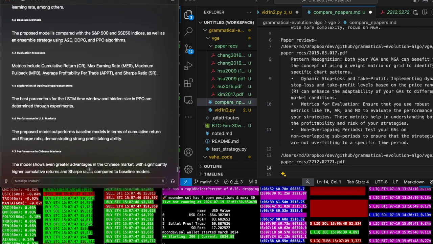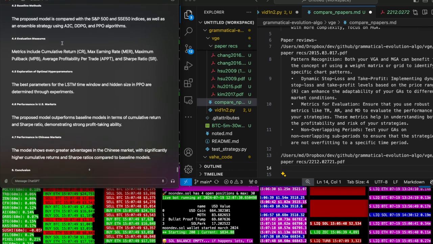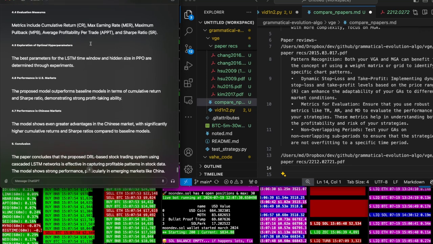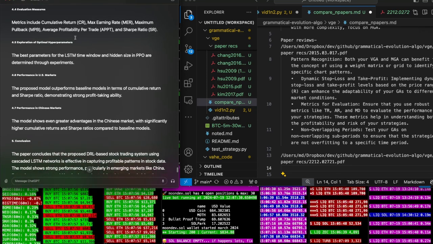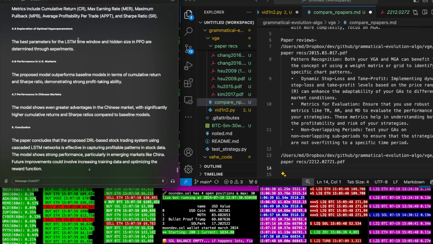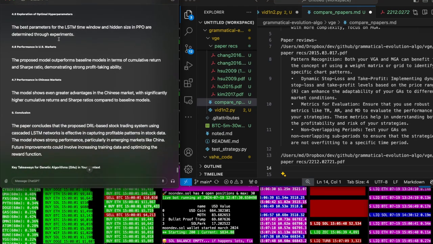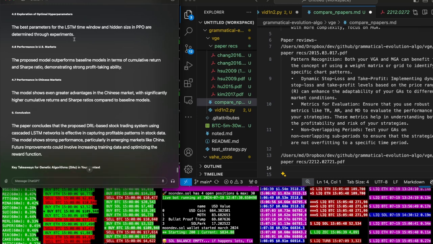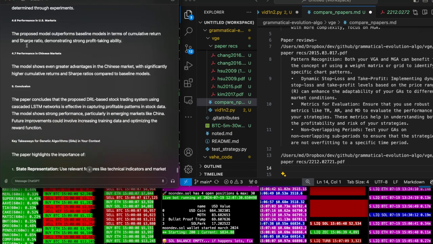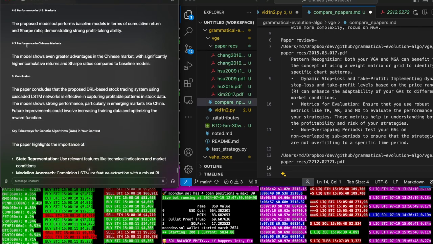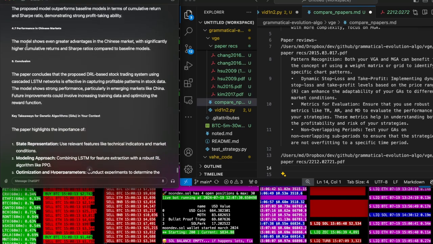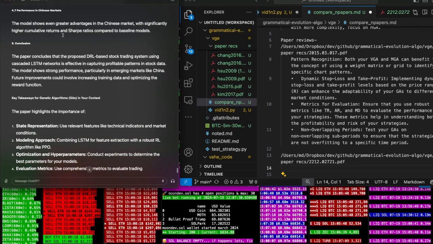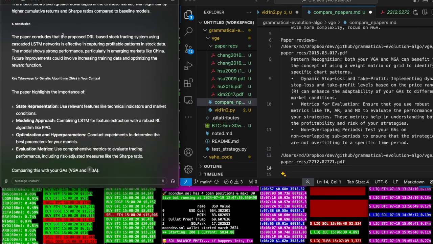The proposed model is compared to the S&P 500. Evaluation metrics are CR, max earnings, max pullback, average profitability per trade, and Sharpe ratio. The best parameters for the LSTM window and hidden size in PPO are determined through experiments. The proposed model outperforms baseline models in terms of cumulative return and Sharpe ratio. The model shows even greater advantages in the Chinese market, with significantly higher cumulative returns and Sharpe ratio compared to the baseline models.